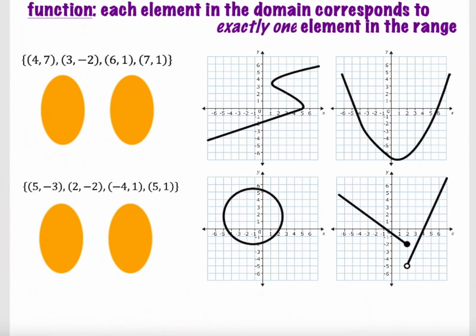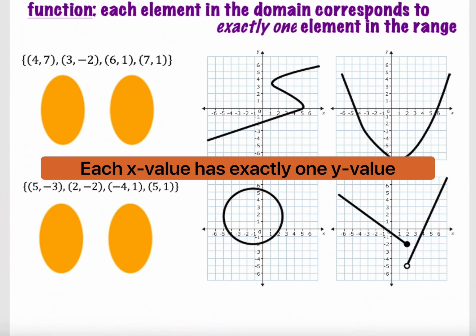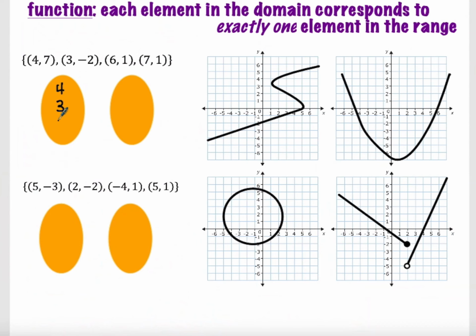The definition of a function is important to remember. Each element in the domain corresponds to exactly one element in the range. Each input has exactly one output. I'm going to write all the inputs from this relation here and all the outputs over here, not in any sort of order, but then we call this a mapping diagram. So the 4 goes to the 7, the 3 goes to the -2, the 6 goes to the 1, the 7 goes to the 1.